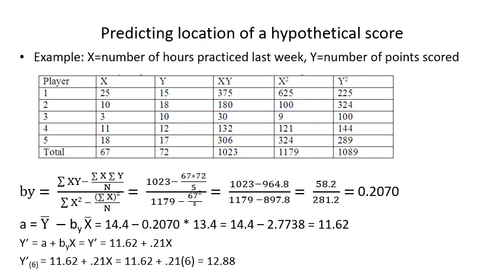Here's an example. I plugged it all in here. I'm not going to spend a lot of time on this, just like I didn't on the last one, but you see you've got your x's, your y's, your x times y's, your x squares, your y squareds. It's all of the stuff you needed for correlation.